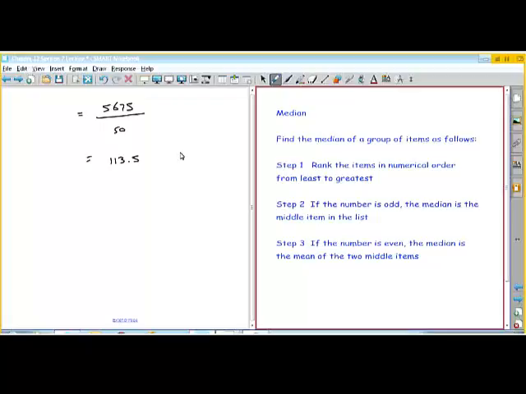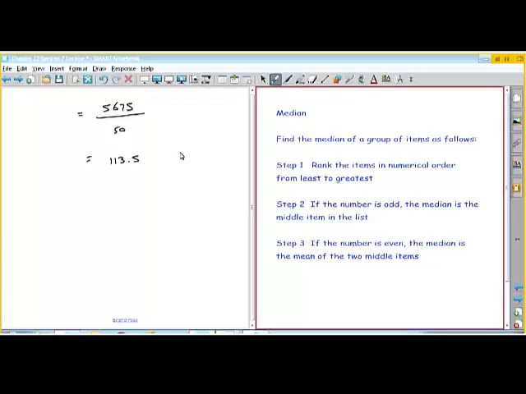Okay, so that's the mean. It's just a matter of adding the numbers together and dividing by a number. The median is, to do a median, you rank the items in numerical order from least to greatest, which you've seen me do just a minute ago using the spreadsheet.